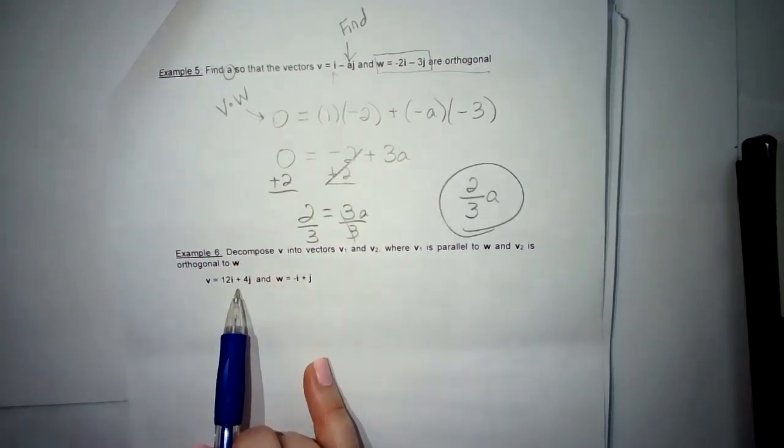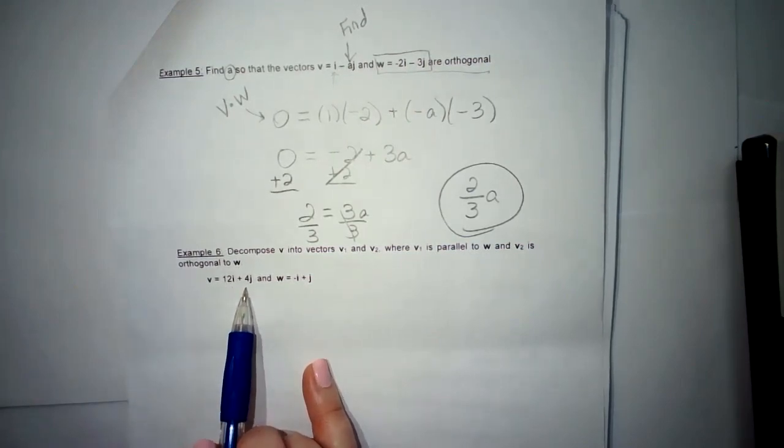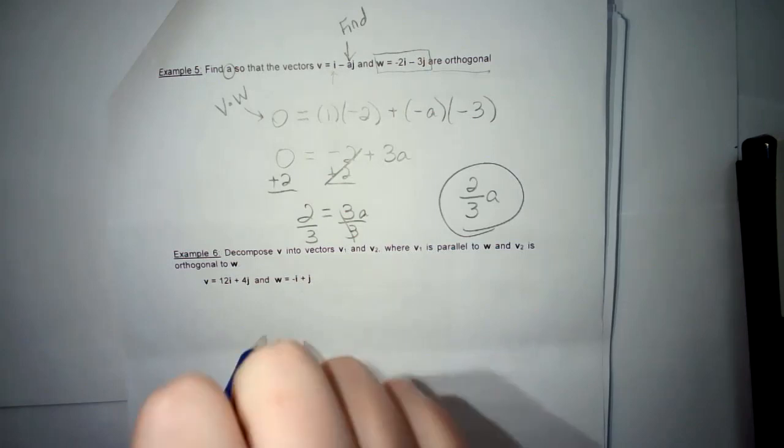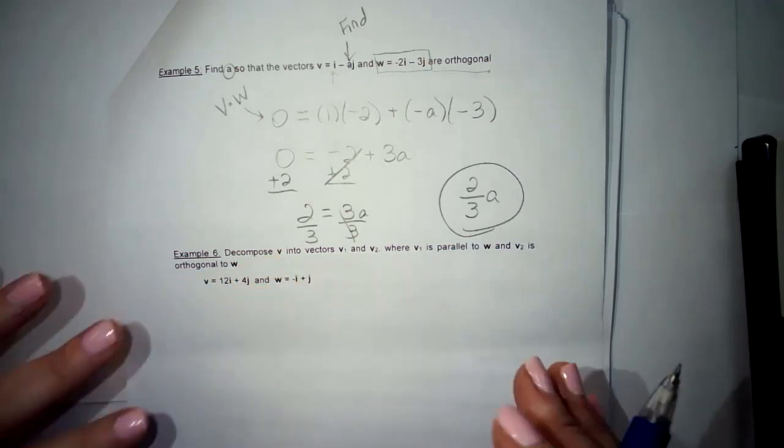So you can't just split it in two and say, oh, well, you know what? It's 6I plus 2J. That would give you a couple of vectors, right? You have to split it in such a way that they each have a purpose and they relate a certain way to W, okay? So here's what we're gonna do.